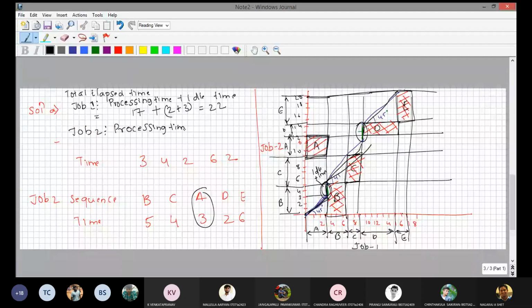For job 2, what is the processing time? Can anyone tell me the processing time for job 2? It is 20, and the idle time is only 2 hours, only in the initial phase. So both are 22 hours. In this problem, they ask only to calculate the total elapsed time to complete the jobs. Okay, please practice.